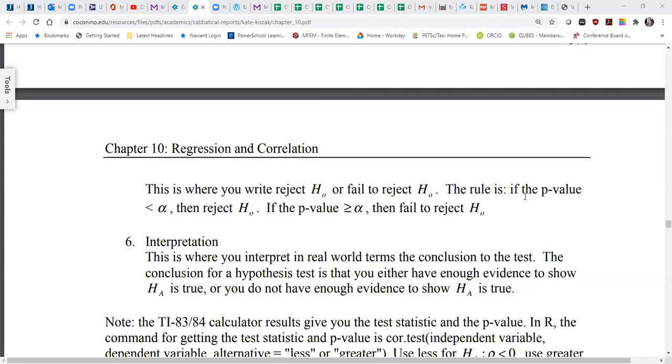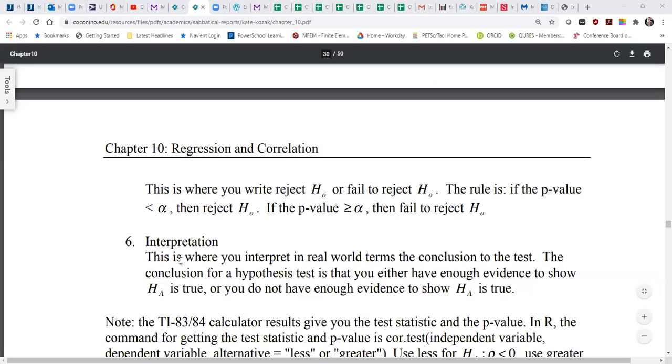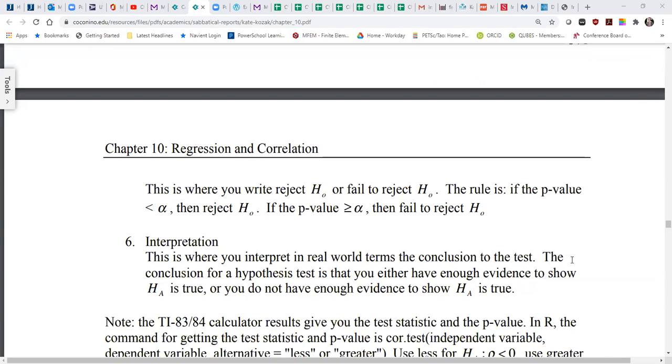The rule is, if the p-value is less than alpha, then we reject H naught, the null hypothesis. If the p-value is greater than alpha, then we fail to reject the null hypothesis. And then the interpretation is the same thing like we did before. This is where you interpret the conclusion of the test in real-world terms. The conclusion for hypothesis testing is that you either have enough evidence to show the alternative is true, or you do not have enough evidence to show that the alternative is true.